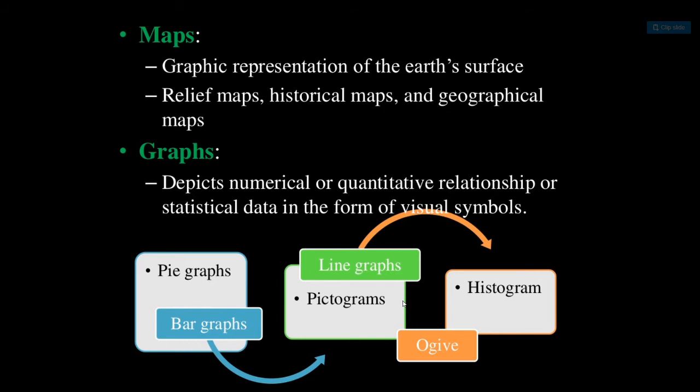Graphs depict numerical or quantitative relationships or statistical data in the form of visual symbols. For example, pie charts, bar graphs, line graphs, pictograms, ogive and histogram. You can study this in your statistics lecture, if you remember.